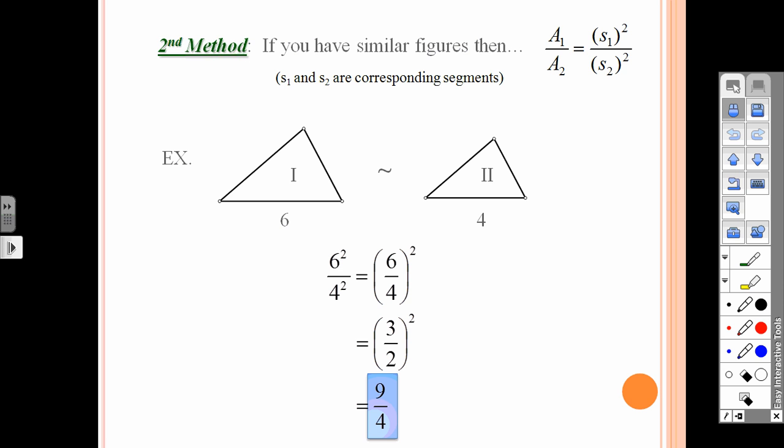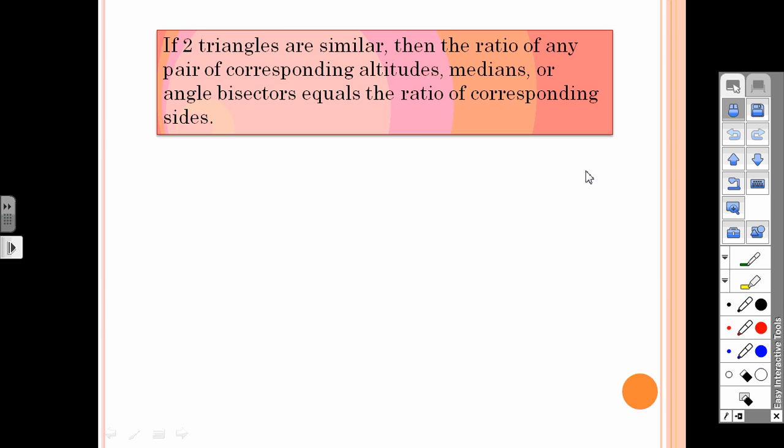Now the next thing is what do they mean by corresponding segments? So say you have two triangles that are similar, then you could use a pair of corresponding altitudes, medians, or angle bisectors. It doesn't have to be a pair of sides, right? You could also think of, say, two circles. Corresponding segments in circles would be radii or diameters, right? So lots of different options there.